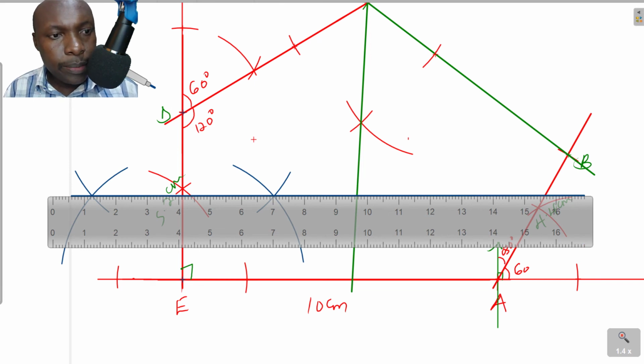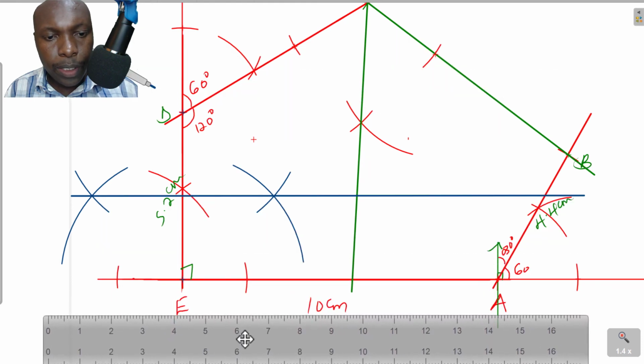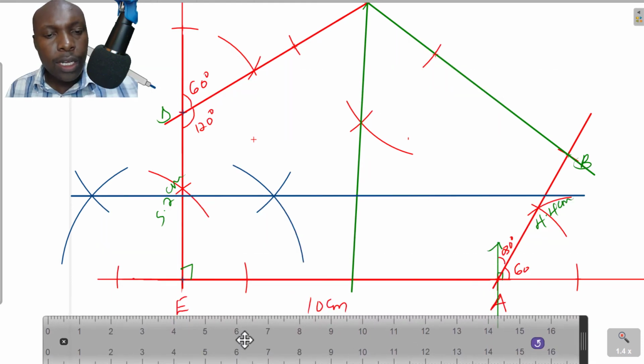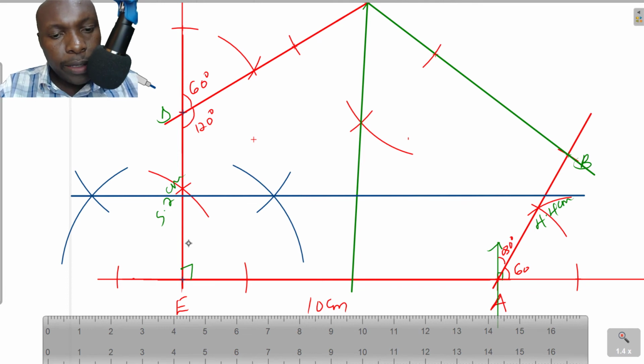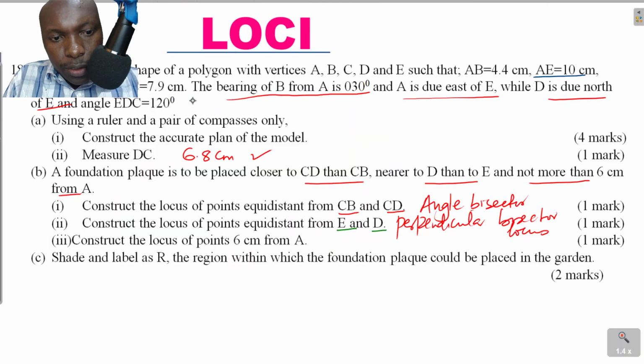So that is the perpendicular bisector locus, that is the locus of point equidistant from E and D. So we've done that. Now let's see the next question.